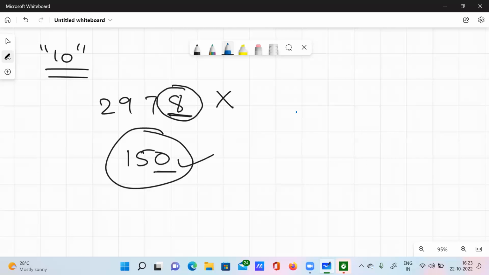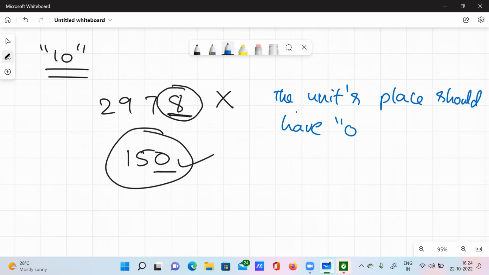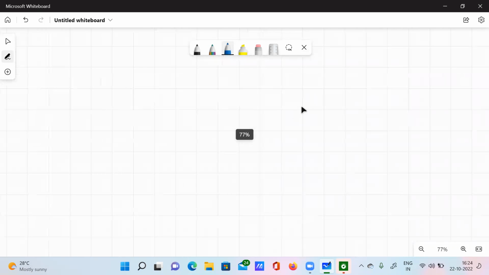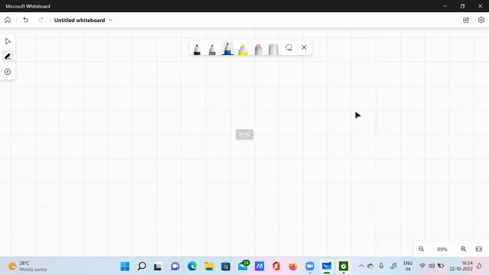So the condition is nothing but the units place should have the number 0. Then only you can say that the entire number is actually getting divisible by 10 here. So this is the divisibility rule for 10. Now we are going to look at the divisibility rule for the number 5 here. This is pretty much simple.